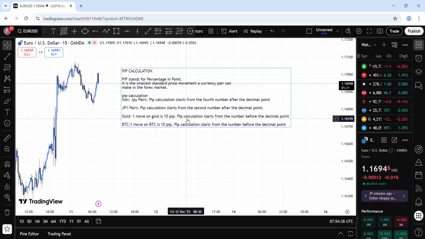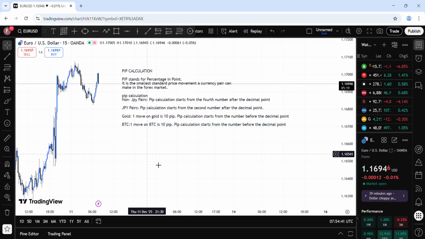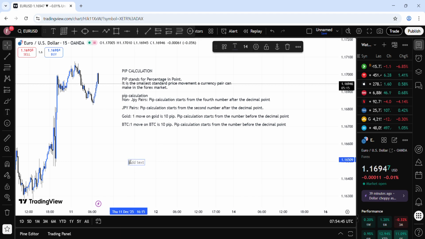So for instance, if the current market price of Euro USD is, let's use the current market price that we're seeing here, this is where you see your prices. 1.1694. Okay, let me write it out: 1.16950. This is the current market price.